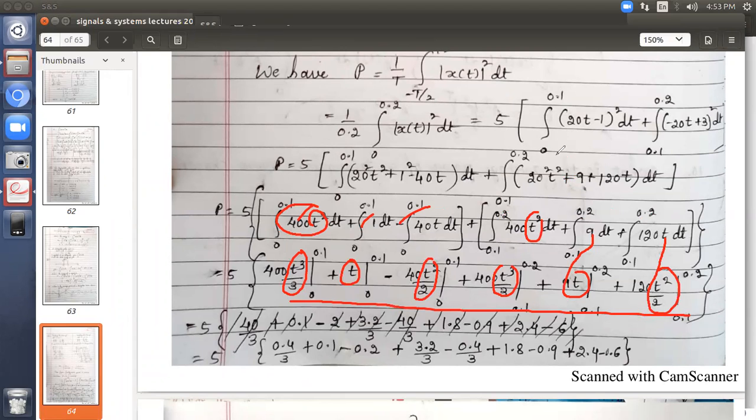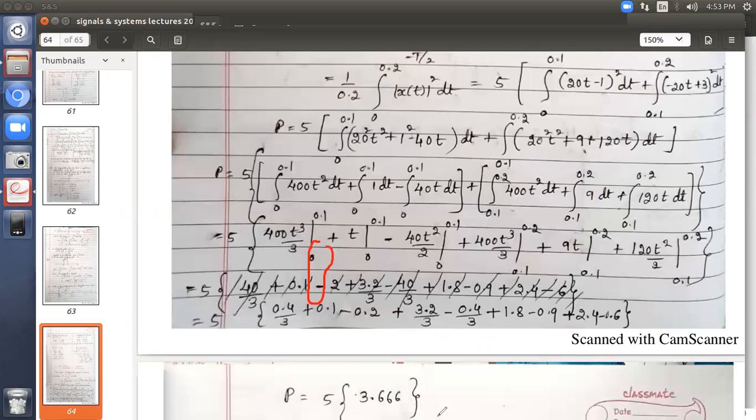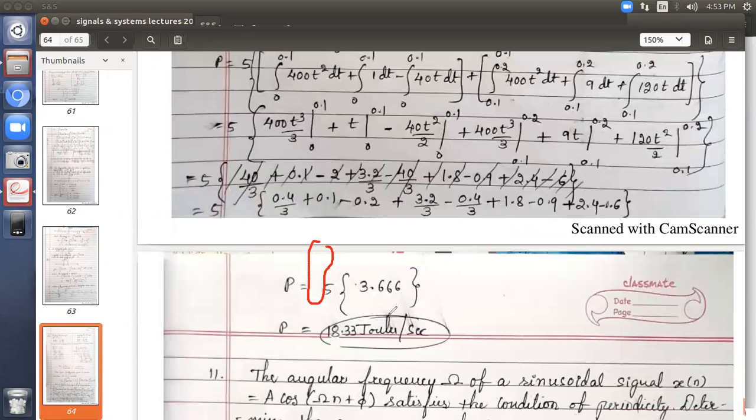Okay. After applying the integration, we should go for application of limits. So if I apply the limits, be careful. t cube, 0.1 cube minus 0, then 0.1 square. When you are calculating the cubes and squares, be careful. Don't write 0.1 into 0.1 into 0.1 is equal to 0.1 only. It is 0.001. So try to use the calculator and solve this. After solving, I got 18.33 joules per second as the answer. You try by yourself.